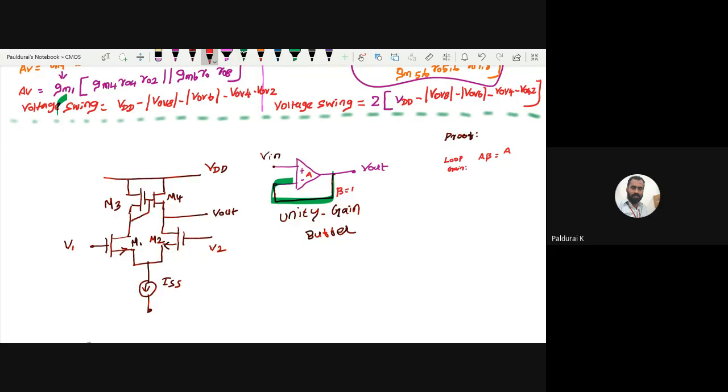So now what is the closed loop gain? AF equals A divided by 1 plus A beta, where A beta equals 1. So A divided by 1 plus A. So A is nothing but the open loop gain. It is very high when compared to 1. So again it becomes A by A. So it is 1. So the closed loop gain is 1. So this is one way.